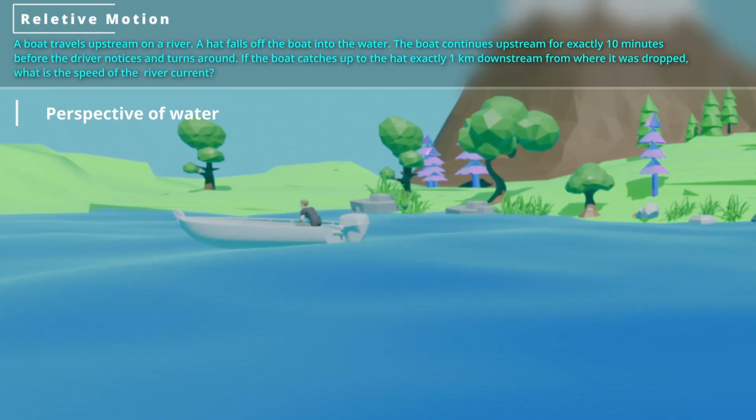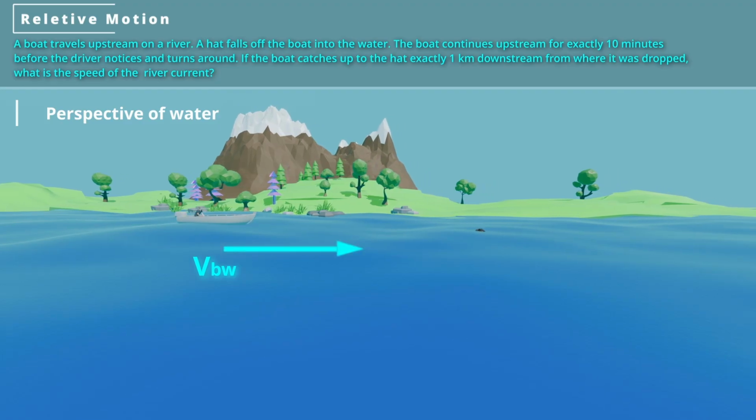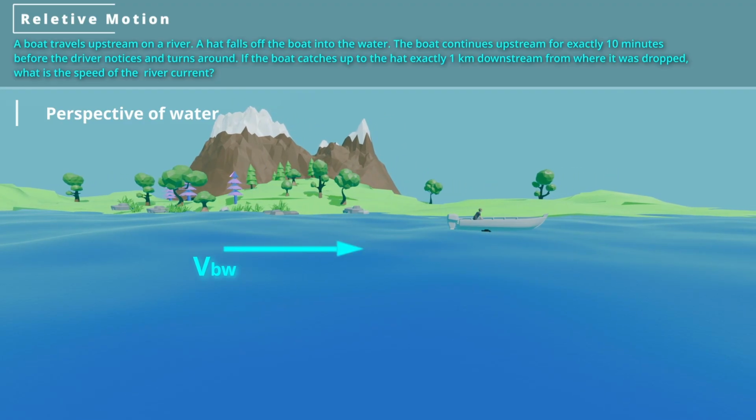But what about the boat? The boat has a constant velocity relative to the water, and let's call it V_BW, which is the velocity of the boat relative to the water. Because the throttle doesn't change, the V_BW remains absolutely constant. So in the water's reference frame, the boat simply drives away at V_BW, and when it turns around, it comes right back at that exact same speed.